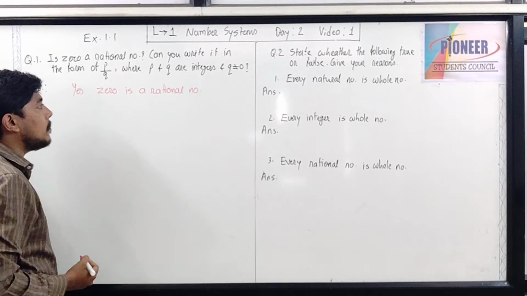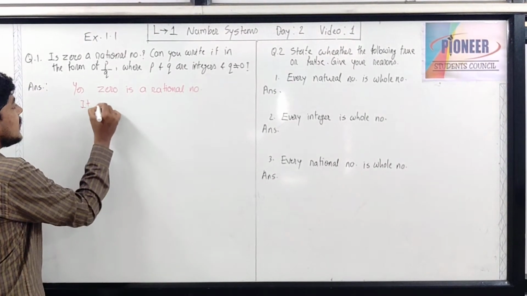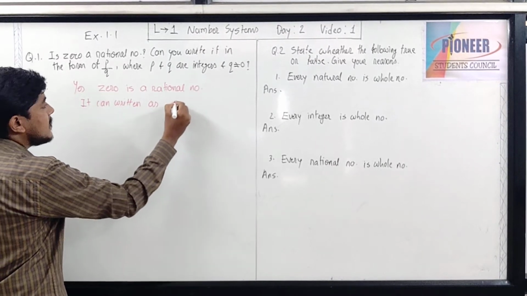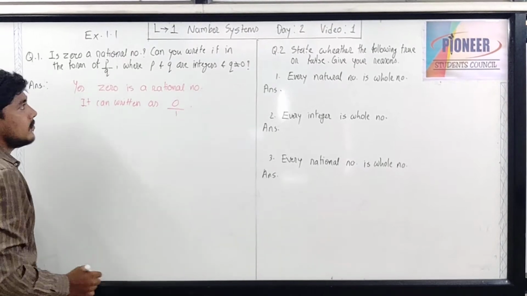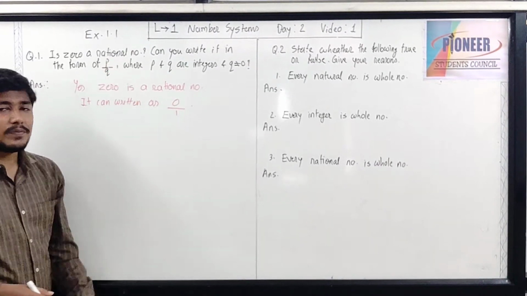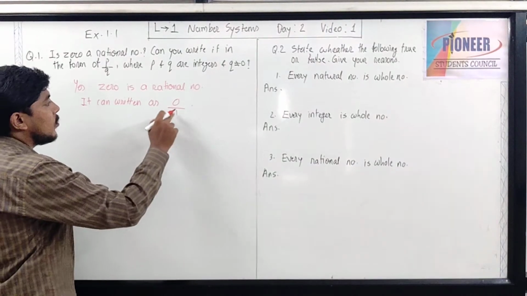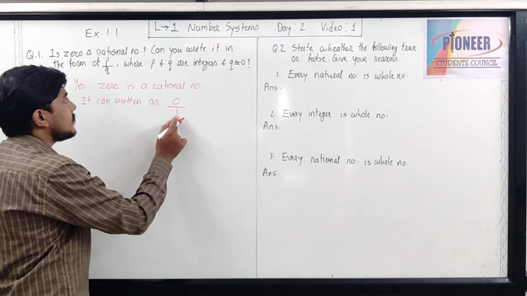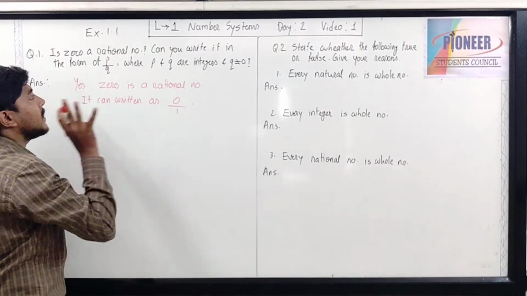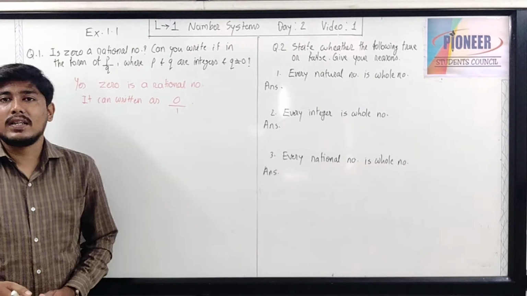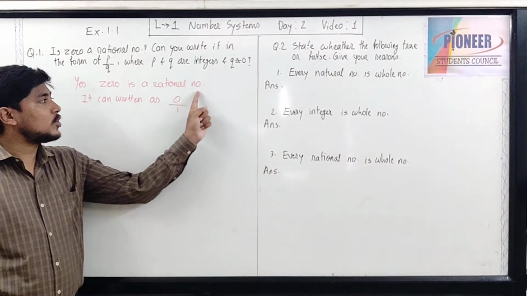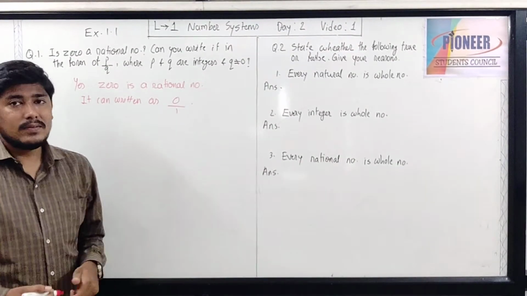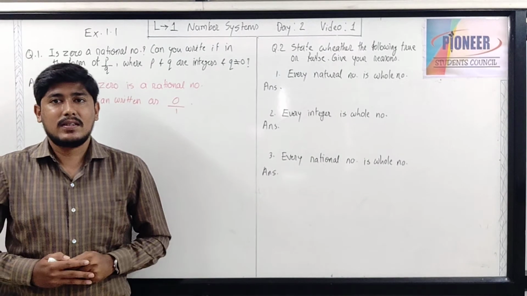0 is a rational number. It can be written as 0 upon 1, which means P upon Q, where 0 is an integer and 1 is also an integer, and Q is not equal to 0, which means the denominator is not equal to 0. So the answer is yes, 0 is a rational number and it can be written as 0 upon 1. And here is the answer to this question. Okay guys.